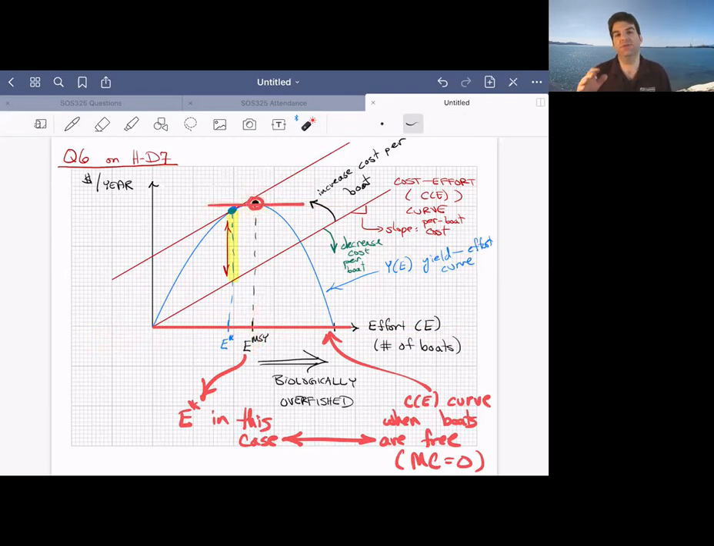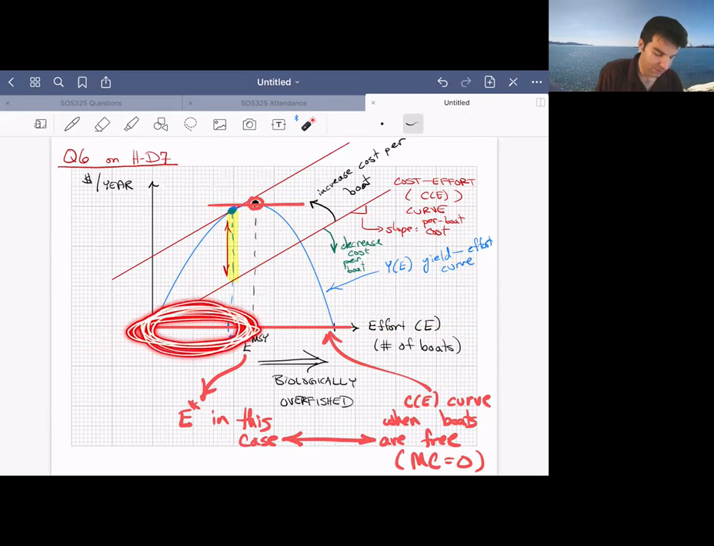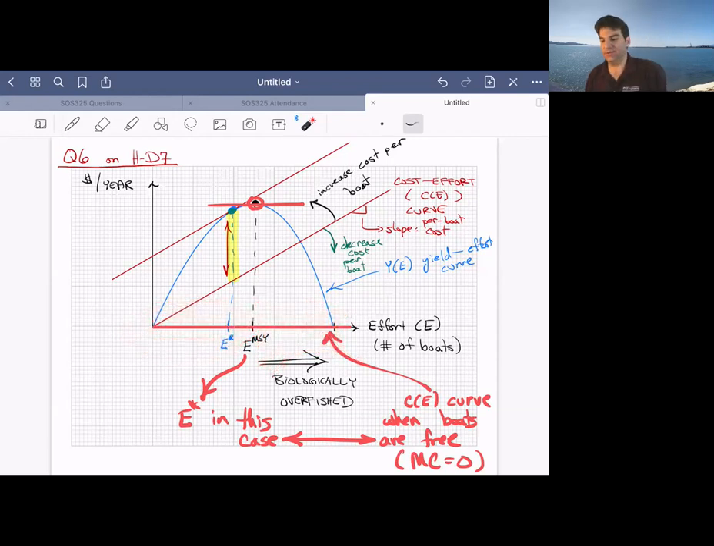So that implies that if you do the economically efficient thing, you will only be using effort on this side of the MSY. You will never crowd into this region over here. You'll only be on this side, so it'll be sustainable. Does that make sense? Is that helpful? Any questions about that?